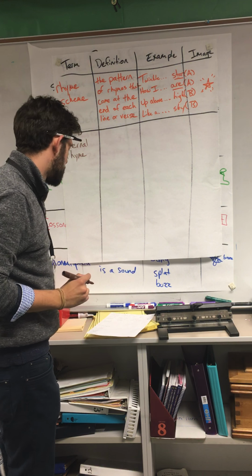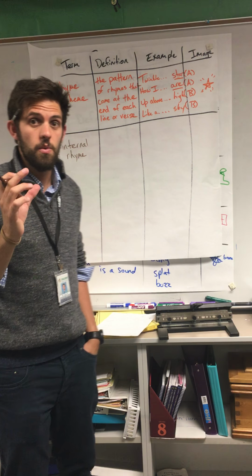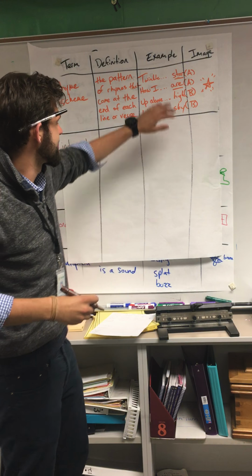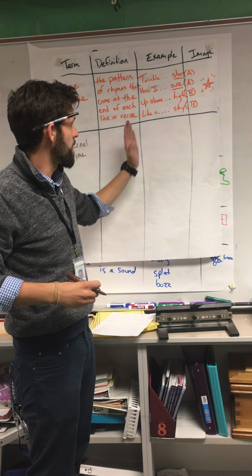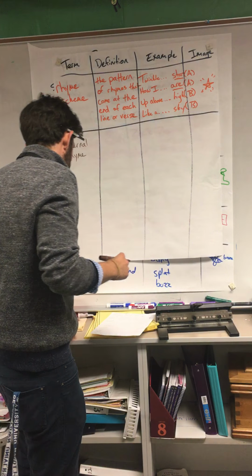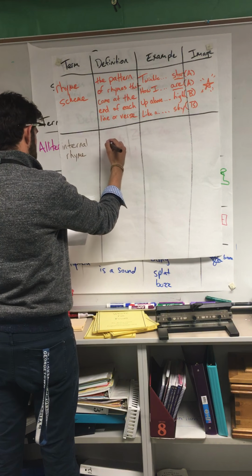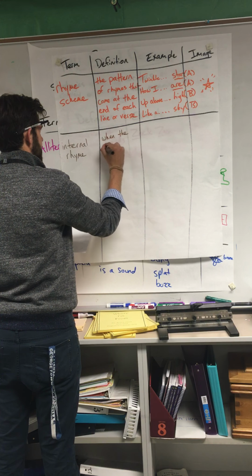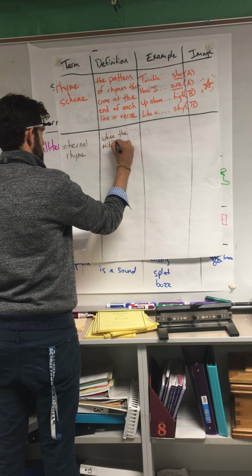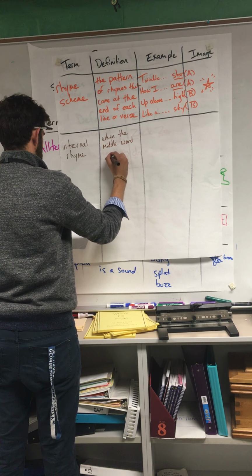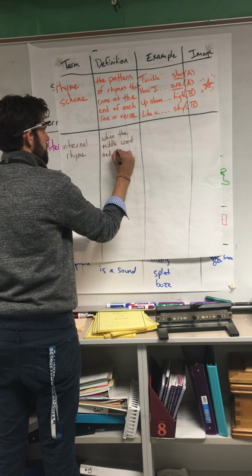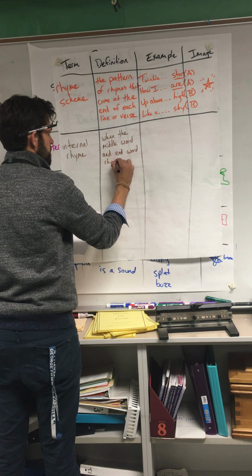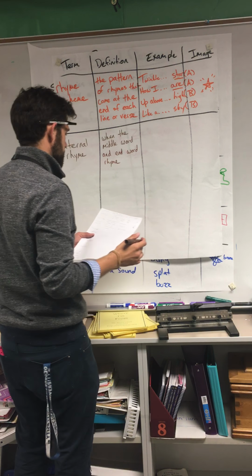Internal rhyme is when the middle words of a sentence rhyme. From the middle and the end of a line rhyme. It's not the ends that rhyme, but it happens in the middle and the end. So let's check this out for an example. When the middle word and end word rhyme. So here's an example for you.